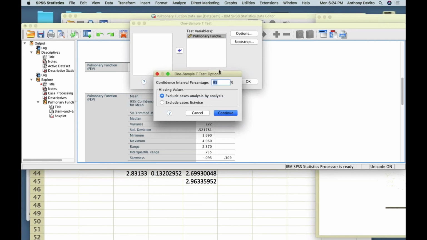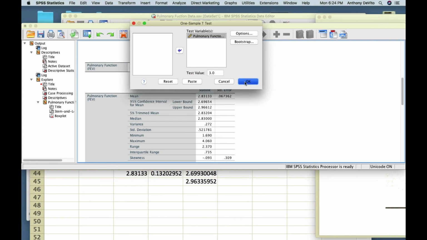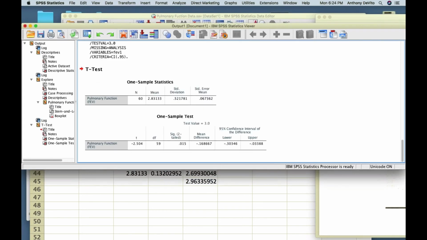And in the options at this point, I can tell it I want 99% certainty, in other words, alpha equal to 0.01, or more commonly 95% confidence, in other words, alpha equal to 0.05. So I'm going to click OK, and it will do our test. The t-score comes out to be minus 2.504. In other words, that's the number of t-scores apart that these two values are, with 59 degrees of freedom.